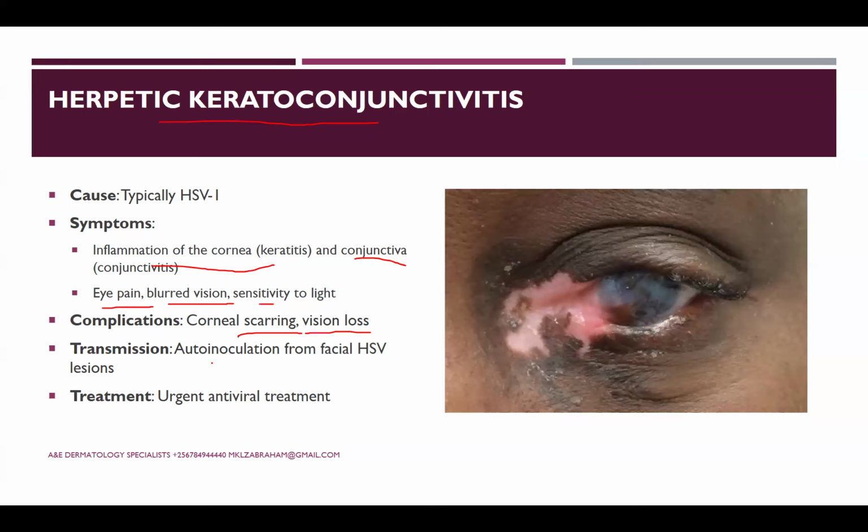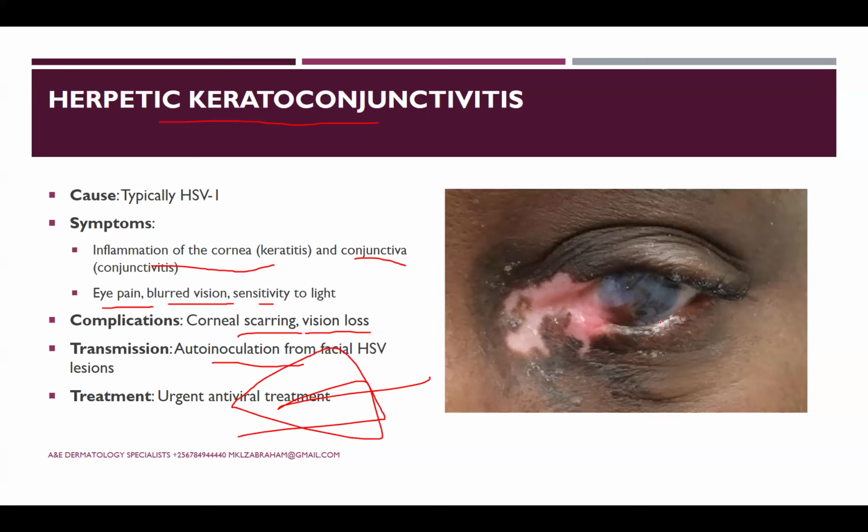And it is thought that it is transmitted by autoinoculation from any facial herpes simplex lesion. For example, someone has a wound on their mouth due to herpes, then you touch that blister, then you end up using the same hand to scratch your eye. So you can end up auto-inoculating the virus into your eye, then you end up with keratoconjunctivitis due to herpes infection. This can also be caused by both HSV-1 and 2, and it usually requires urgent treatment. And in this case, you have to involve the ophthalmologist.